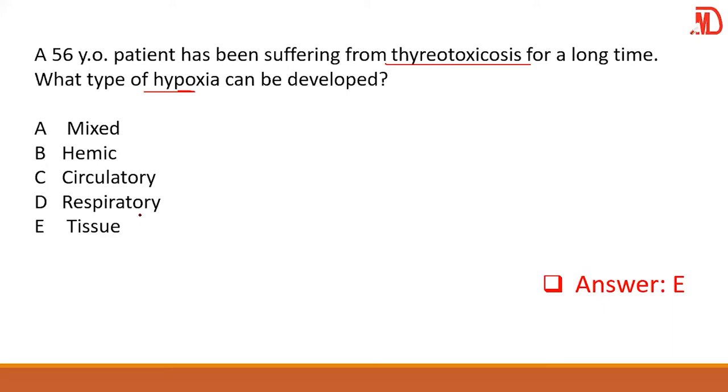Respiratory hypoxia arises as a result of respiratory insufficiency due to alveolar hypoventilation. In other words, when somebody is having dyspnea, that's difficulty to breathe, it can lead to respiratory hypoxia.